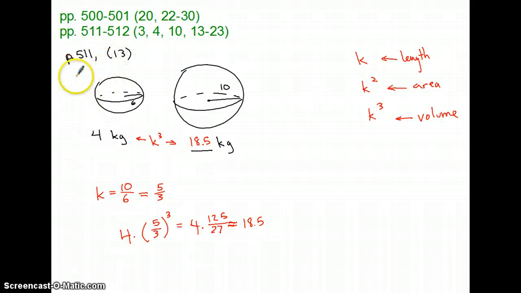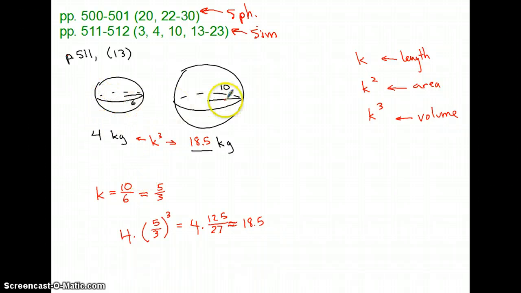Okay, so the first one is from page 511, and this is the one that's on similarity, the page that's on spheres. Page 511 is actually both, because it's about similar spheres, but they ask you to do stuff in ratio. It's a very 12.5 concept.